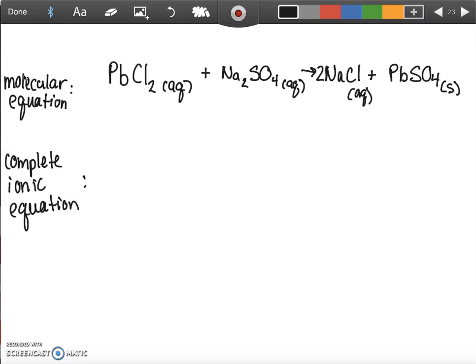Alright, lead 2 chloride is aqueous. Chlorine has a 1- charge usually, but there's 2 of them there, so that's a -2 charge total, which means this one lead needs a +2 charge. Again, you guys should already know how to figure out the charges on ions.